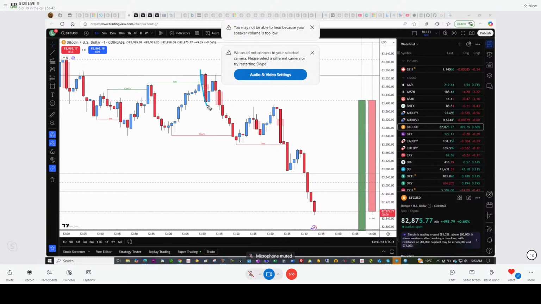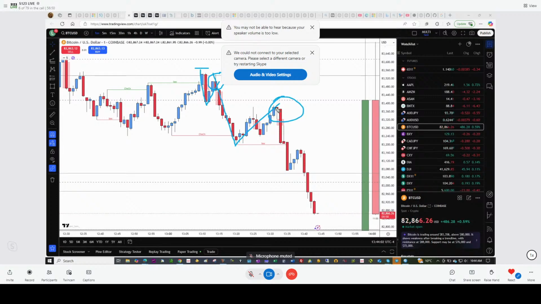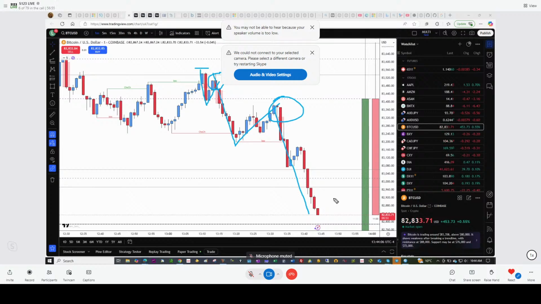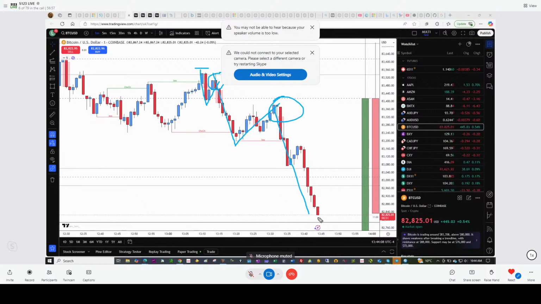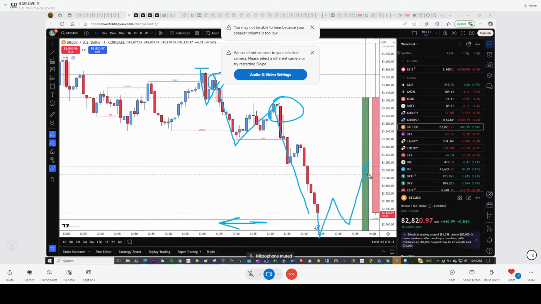So this is a clean 1, 2, 3. So that was a nice entry right there. And then they did it again, another entry possibility right there, and then you get this drop. So we should see a sweep of this low, and then 1, 2, 3 bottom to come back up. That would be what I'd be kind of looking for there.